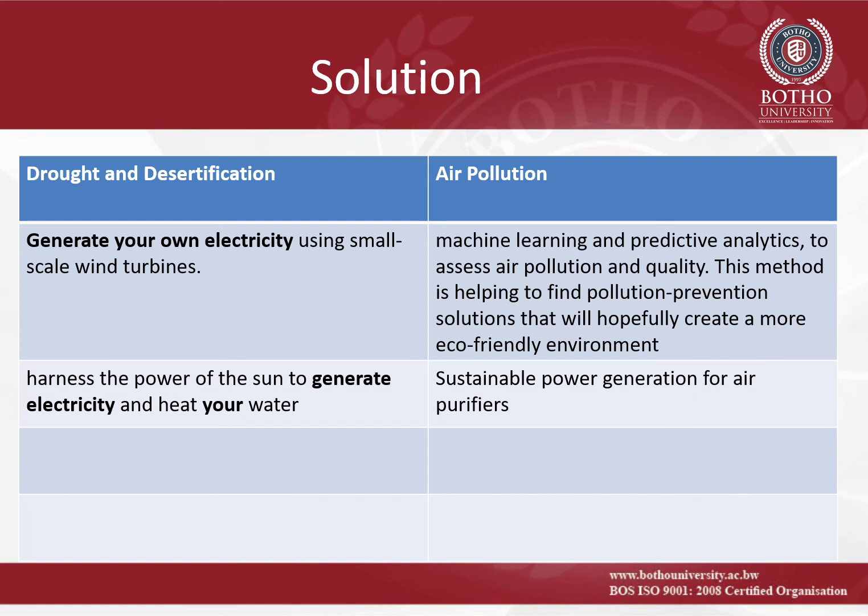Some of the plausible solutions to avoid the effects of drought and desertification are: 1. Generate your own electricity using small-scale wind turbines. 2. Harness the power of the sun to generate electricity and heat your water. Solutions to avoid the effects of air pollution are: 1. Machine learning and predictive analytics, to assess air pollution and quality. This method is helping to find pollution prevention solutions that will hopefully create a more eco-friendly environment. 2. Sustainable power generation for air purifiers.